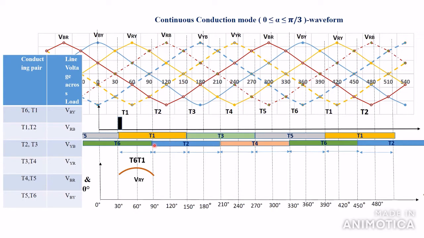Now we consider the next 60 degree. Here the conducting thyristors are T1 and T2. Once T2 is triggered at 90 degree, T6 will get commutated. So now the conducting pair is T1 and T2. When T1 and T2 are conducting, VRB is the load voltage. If you see here, this is the VRB waveform, and this portion will appear across the load.